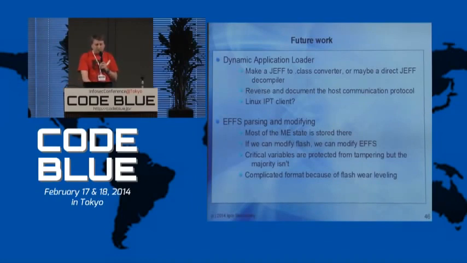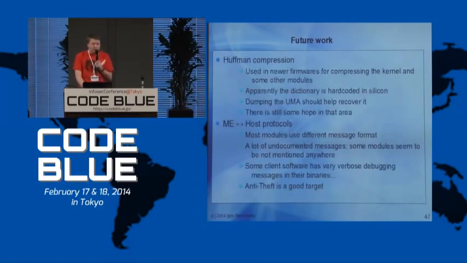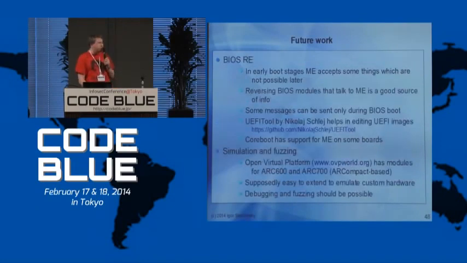Now, the flash file system is a very useful source of information because most of the state is stored there, and so on. Huffman compression: I mentioned that we still don't know how it works, but there is some hope in that area. I cannot talk about it right now, but hopefully we will solve it at some point soon. Also, the protocols between the ME and the host are useful to look at. There may be many vulnerabilities. BIOS reverse engineering is useful, and so on.